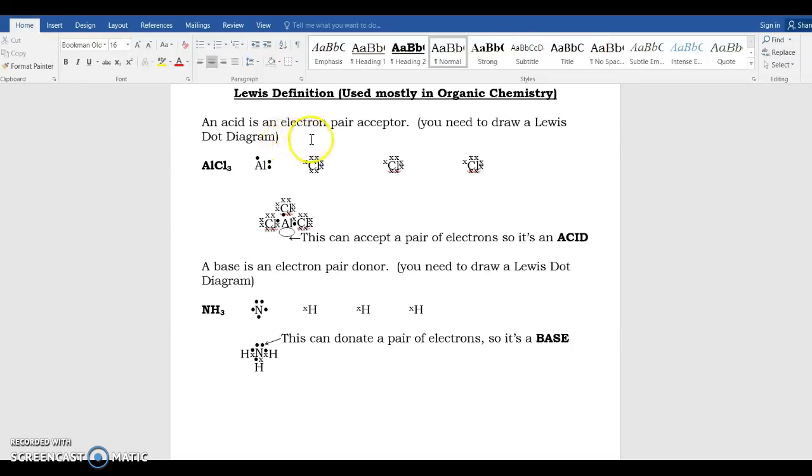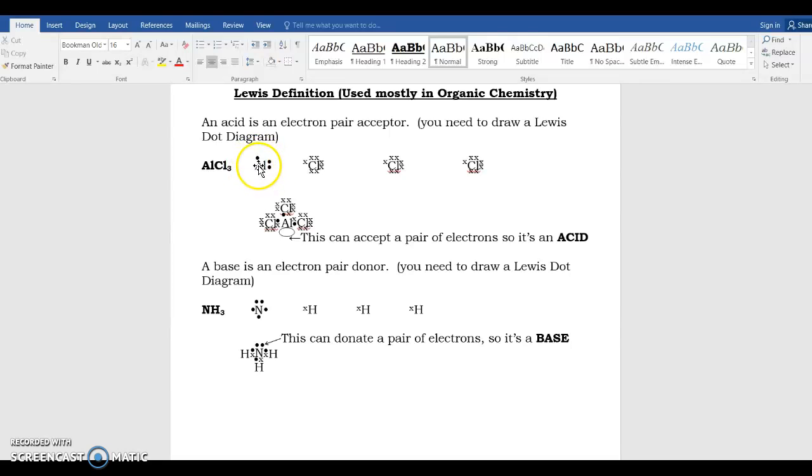And according to this definition, it can accept a pair of electrons. It's considered a Lewis acid. That's going to be the most difficult. So you must be able to draw out, and please try to remember the shapes and how things bond, moving across from left to right on your periodic table.